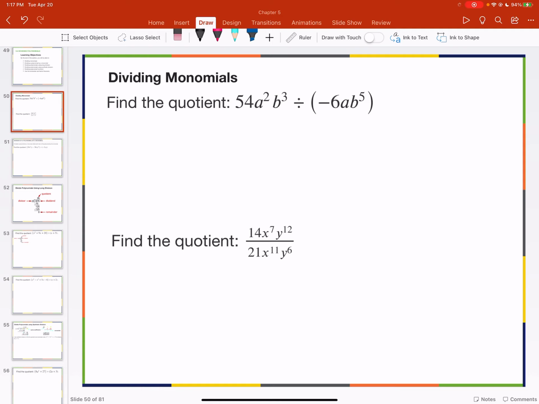So the first thing we're going to talk about is dividing monomials, or single terms. The best way to do that is basically to write them as a fraction, or a ratio, or a rational expression, however you want to say it.